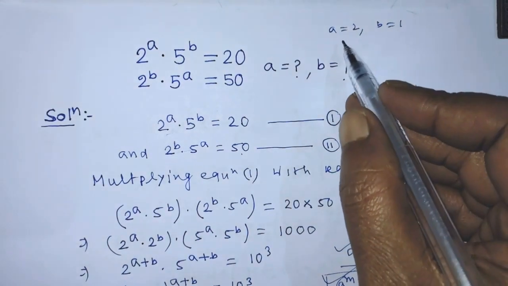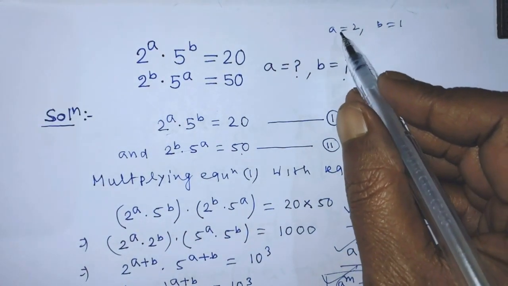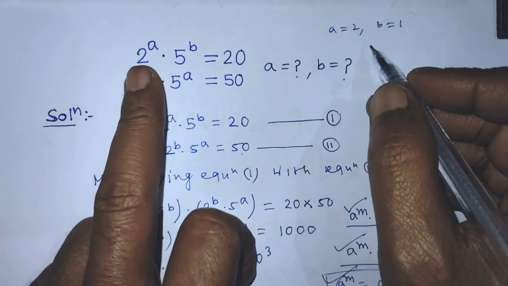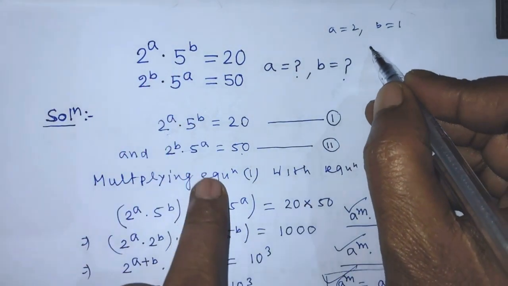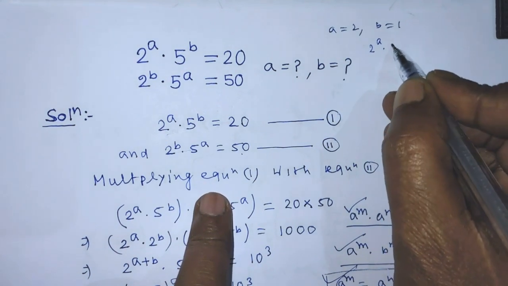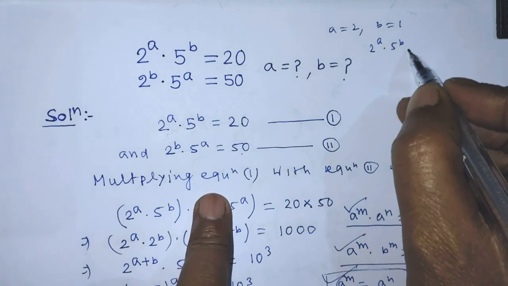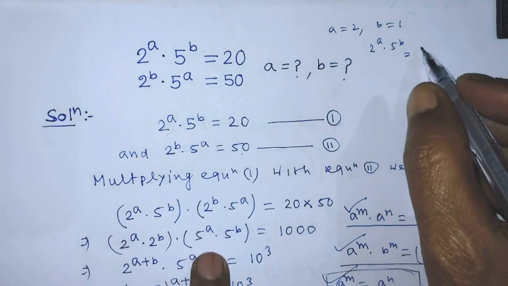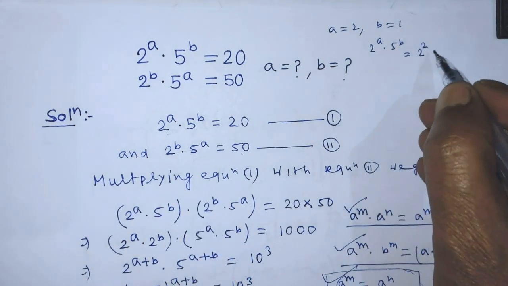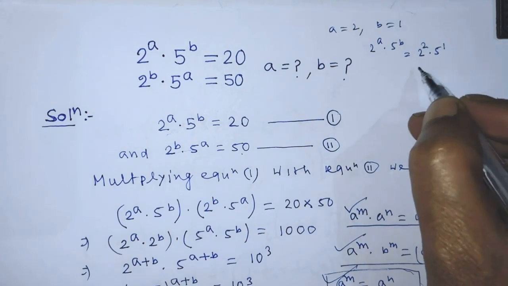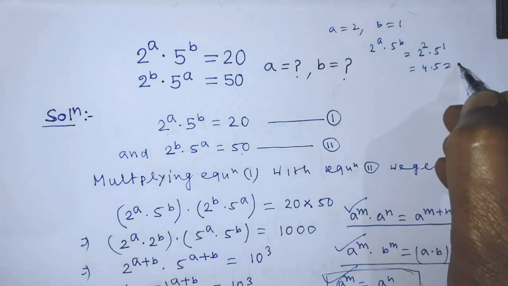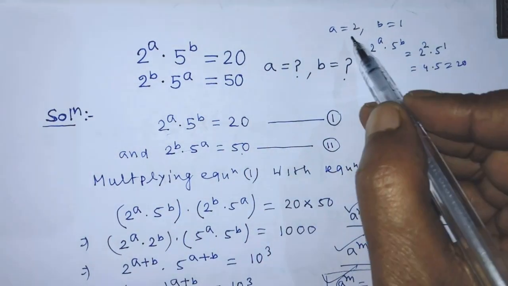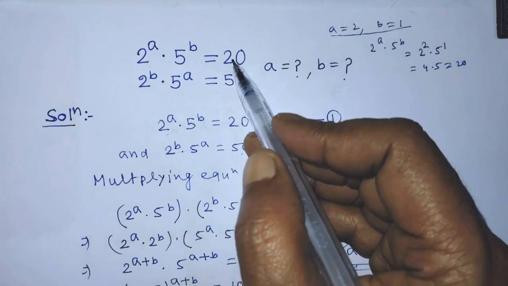So student, to check this solution we can put the value of a and b on the left hand side of this equation. In the first equation our left hand side is 2 to the power a times 5 to the power b. So now we can put the value of a and b in this algebraic expression. So we can write 2 to the power 2 times 5 to the power 1, that is 4 times 5, that is 20. Right hand side is also 20. So that means this solution satisfies this equation.